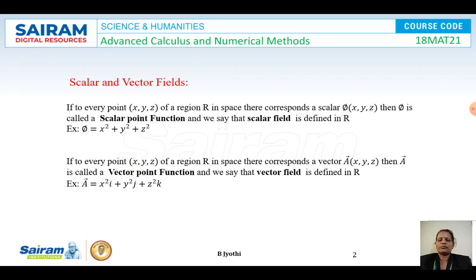Next is a vector point function. If to every point x, y, z of a region in the space there corresponds a vector A of x, y, z, then the vector A is called the vector point function, and we say that the vector field is defined in R. The example is x square i plus y square j plus z square k. This is the scalar and vector fields.